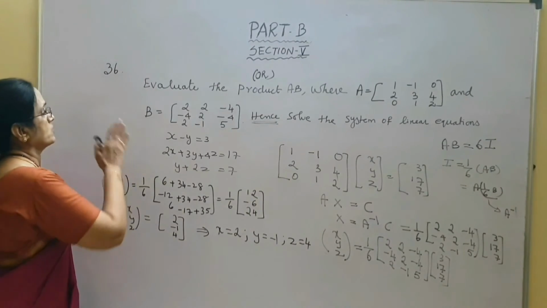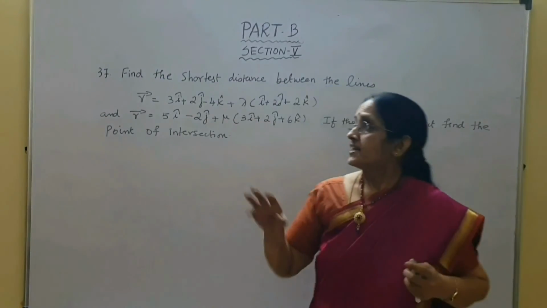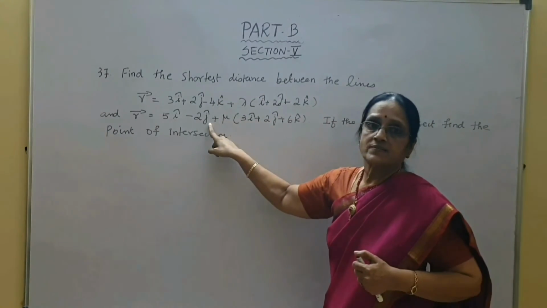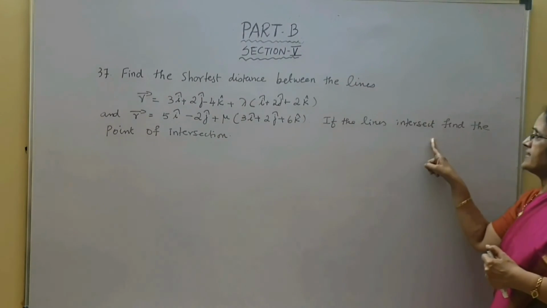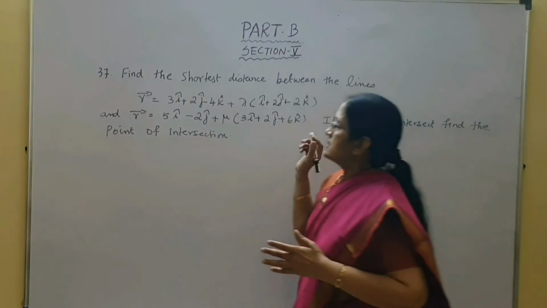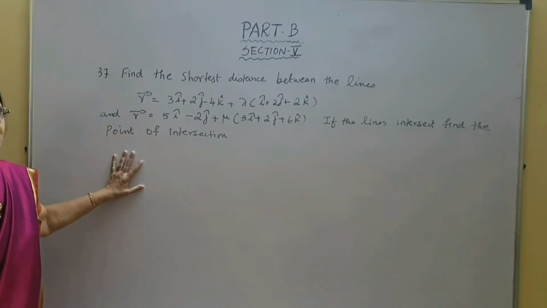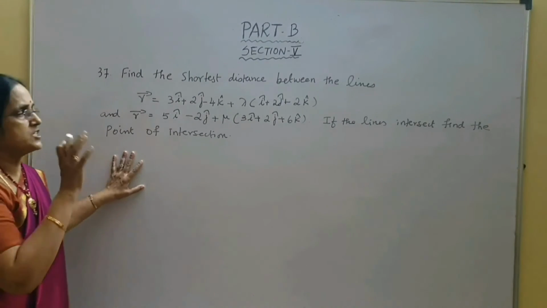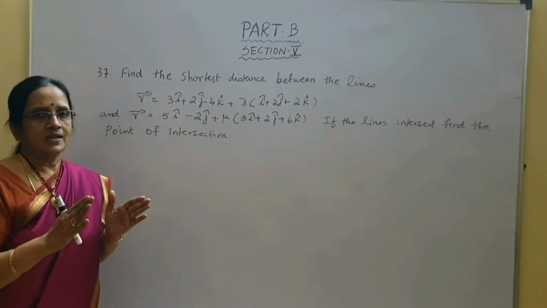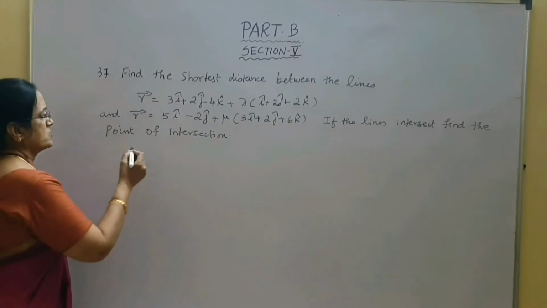Now, we'll move on to question number 37. Here, you need to find the shortest distance between these two lines. If the lines intersect, find the point of intersection. To do this particular sum, you need to know the formula for finding the shortest distance between the lines. Once you write the formula, then this question is very simple. So let us do it now. Solution.